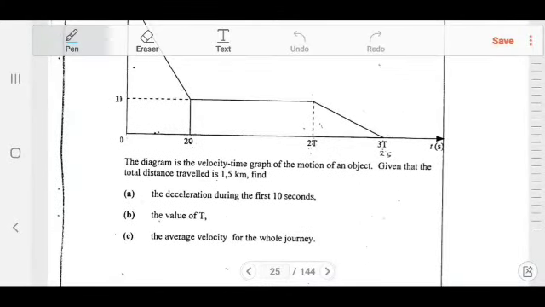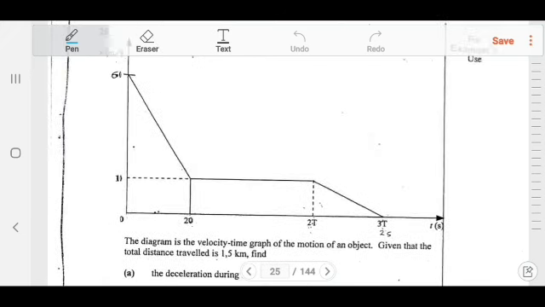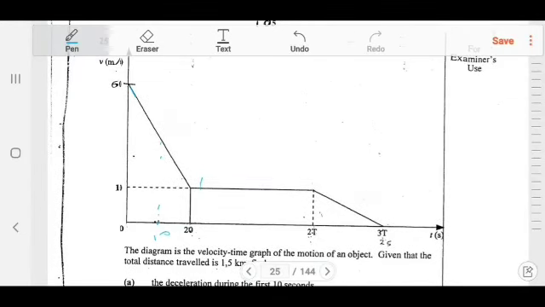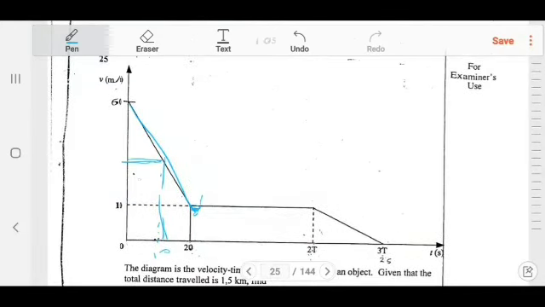Number 25A. The diagram is the velocity time graph of the motion of an object, given that the total distance traveled is 1.5 kilometers. Find the deceleration during the first 10 seconds. Here we're not given 10, we're given 20. But the deceleration is the gradient of this line, so it doesn't matter whether we use this 10 here or use this one. To make things easy, we're going to use these points, this one and this one. They are also going to give us the same gradient.